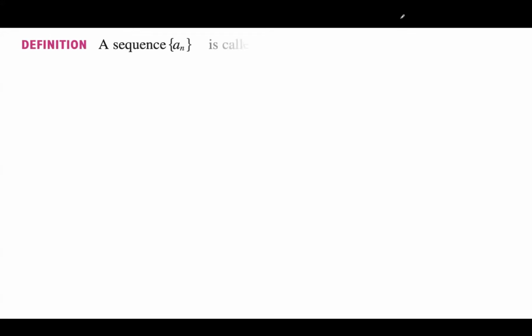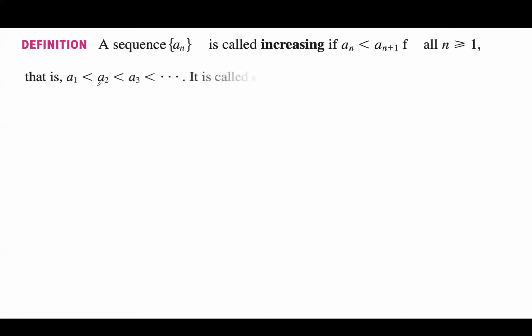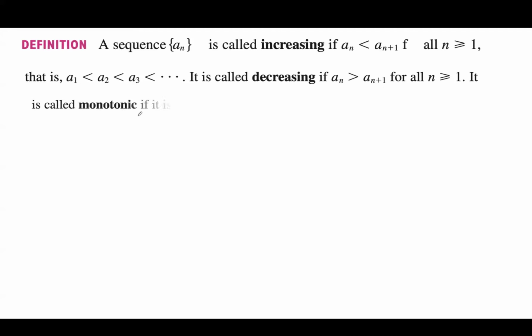The important properties of a sequence. A sequence is called an increasing sequence if the y values of the sequence start increasing in size, like a1 is less than a2, less than a3, and so on. It's called decreasing if the y values of the sequence start decreasing in size. It's called a monotonic sequence if it's either increasing or decreasing.